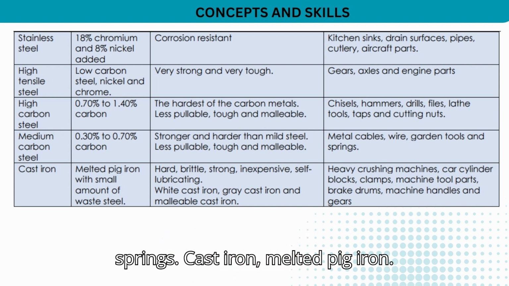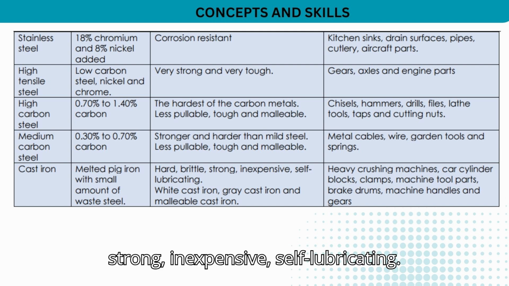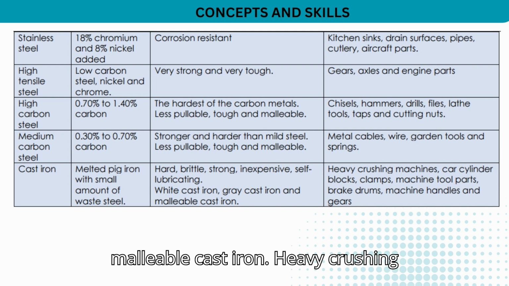Cast iron, made from melted pig iron with a small amount of waste steel. Hard, brittle, strong, inexpensive, self-lubricating. Types: white cast iron, grey cast iron and malleable cast iron.